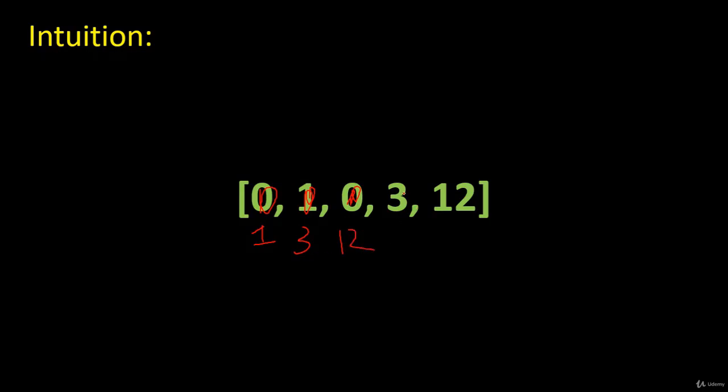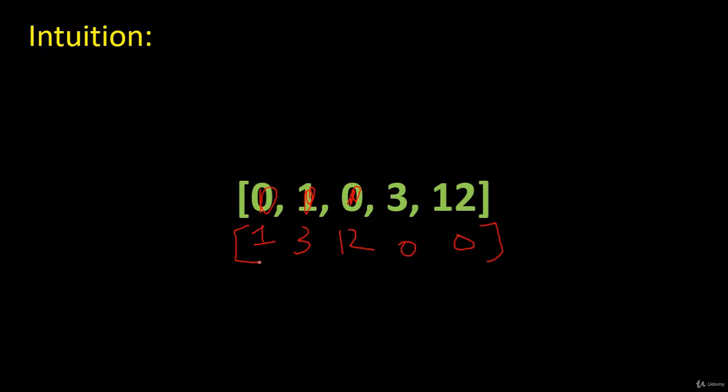Then we see we're left with two elements. Then we're going to just replace those two elements with zeros. Okay, and this is our modified array, right? And this is how we're going to solve this problem.